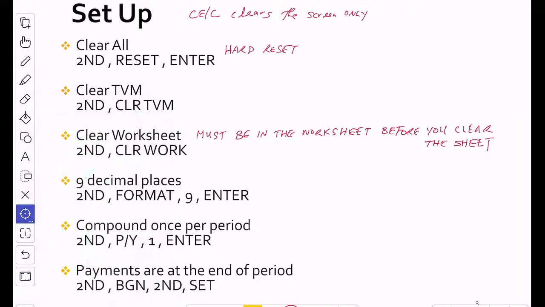Then we want compounding to occur once a period. This is really important because the formula I'm teaching you assumes that compounding is once a period. Compounding of interest. So we need to set that. Let's make sure that that's the case.